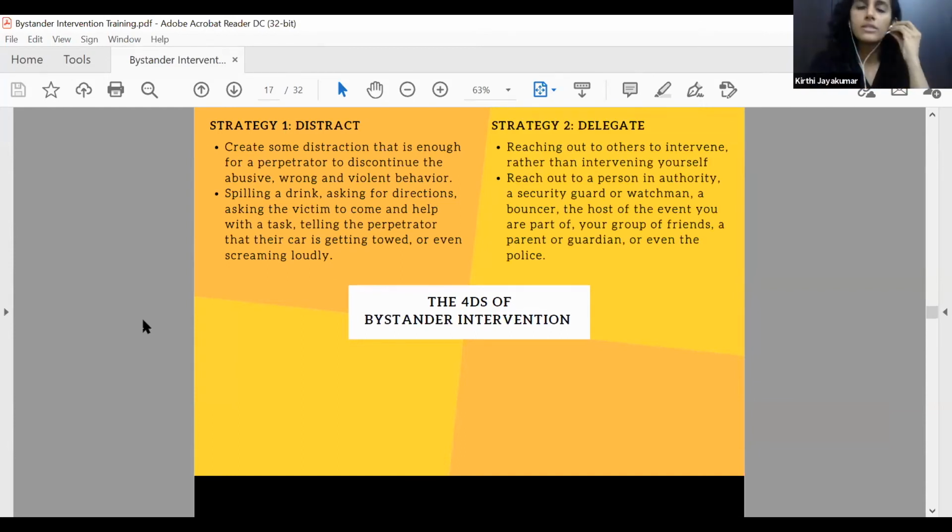Now, there are several situations and times when we feel like we can't insert ourselves in a circumstance, in a violent situation. We can't insert ourselves to disrupt it. It's challenging, it's scary, it's frightening. We saw all of those reasons.